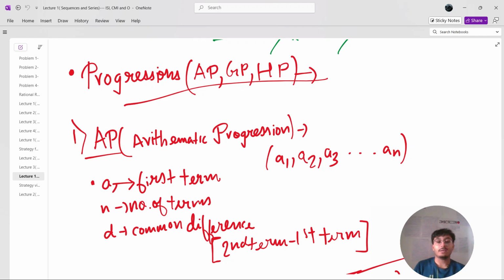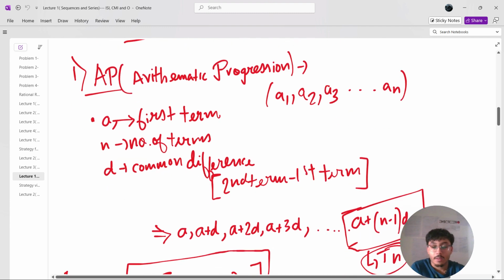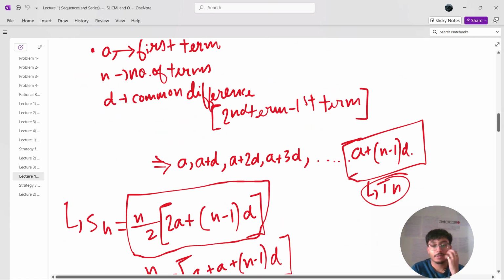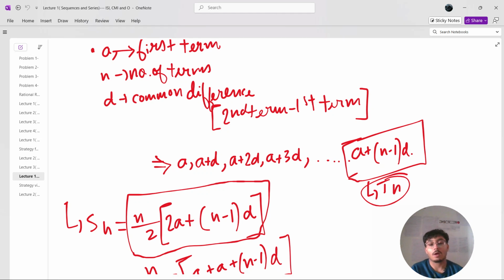So we had started with AP, A1, A2, A3, all specific different numbers which are in a proper series and interlinked with one another, where A1 is the first term, N is my number of terms, and D is my common difference. So these are the usual notations on how we denote problems while solving arithmetic progressions. Then came the common difference, which is basically the second term minus the first term. So this is how we take terms.